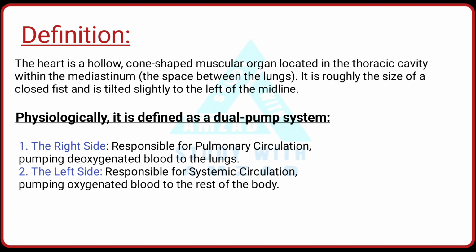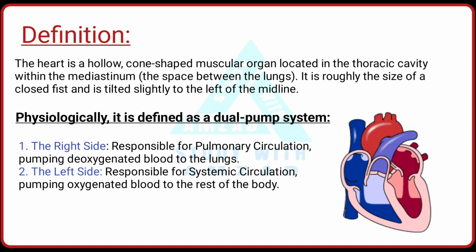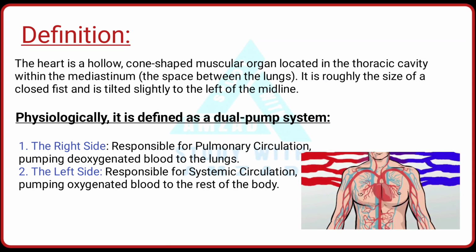Physiologically, it is defined as a dual pump system. The right side is responsible for pulmonary circulation, pumping deoxygenated blood to the lungs. The left side is responsible for the systemic circulation, pumping oxygenated blood to the rest of the body.